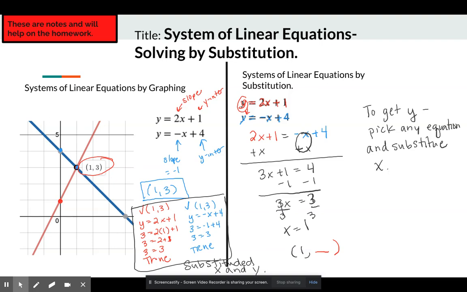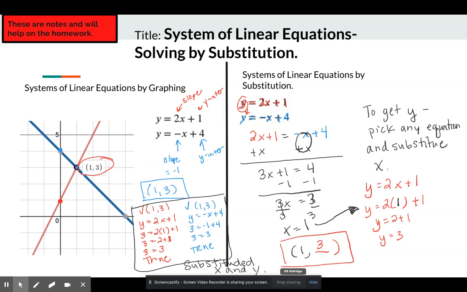The top equation is y equals 2x plus 1. We have y equals 2 times 1 because x equals 1. And then we're just going to add 1. So we go y equals 2 plus 1, y equals 3. And if we only solved it by substitution, we would check, but we checked here. Notice how it's the same problems.